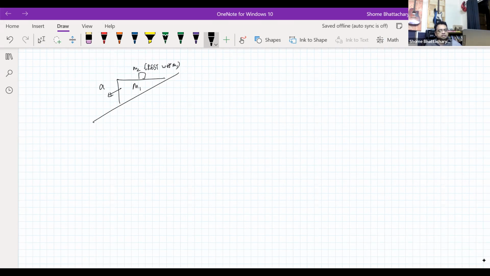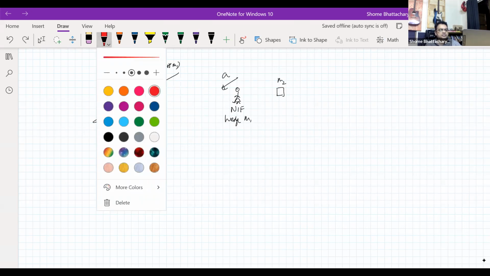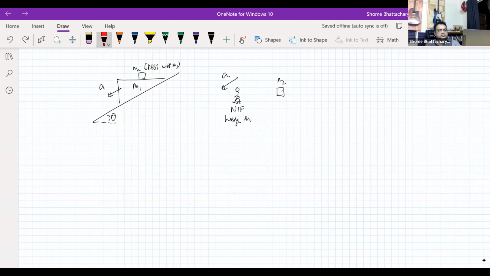So then one thing I can do is make M2's free body diagram in the non-inertial frame of the wedge M1. That non-inertial frame is accelerating like this at A at an angle theta to the horizontal. So M2 will experience a pseudo force, which will be opposite to the acceleration in direction. This is the pseudo force.